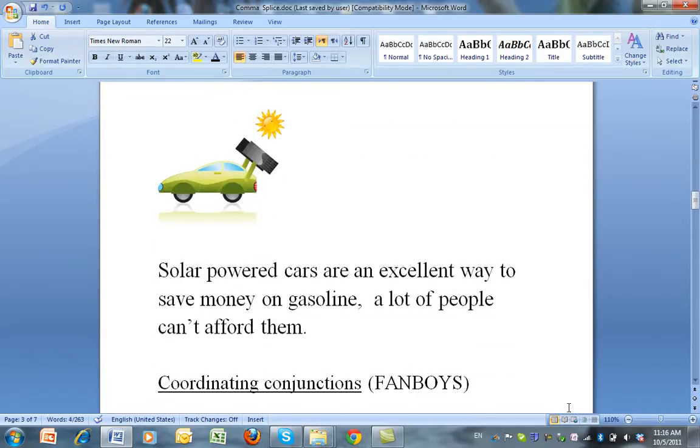Let's take a look at two sentences that want to be connected. Solar-powered cars are an excellent way to save money on gasoline. A lot of people can't afford them.